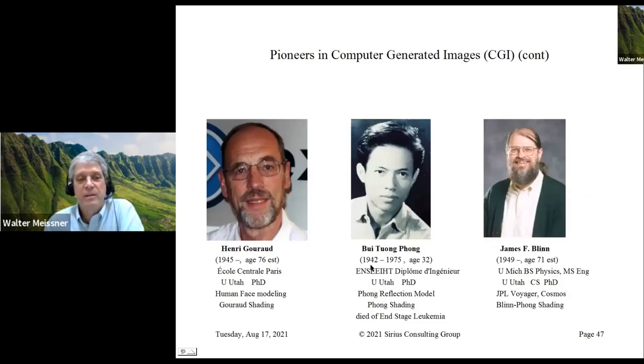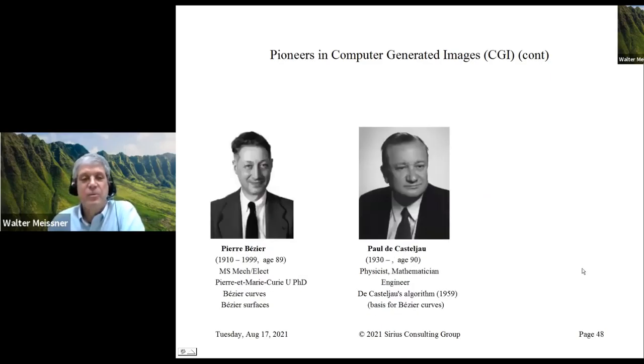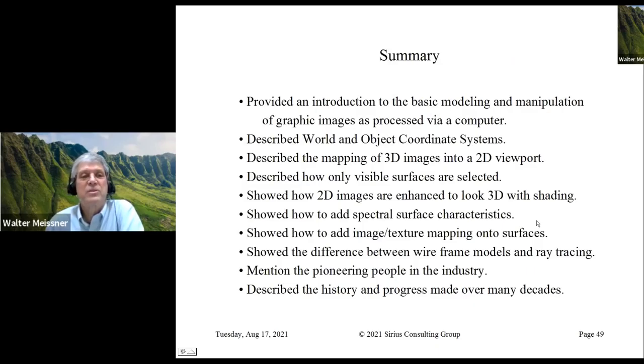Phong, he's Vietnamese, but he came to France and got his engineering degree there, came to Utah, got his PhD there, and developed the Phong shading model. Unfortunately, he died of end-stage leukemia at the age of 32. James Blinn also came to Utah, got his PhD there, and did a bunch of nice work after that. These are the two people from France behind Bezier curves and the de Casteljau algorithm, but they stayed in France. But there was quite a bit of work done over there to start with.